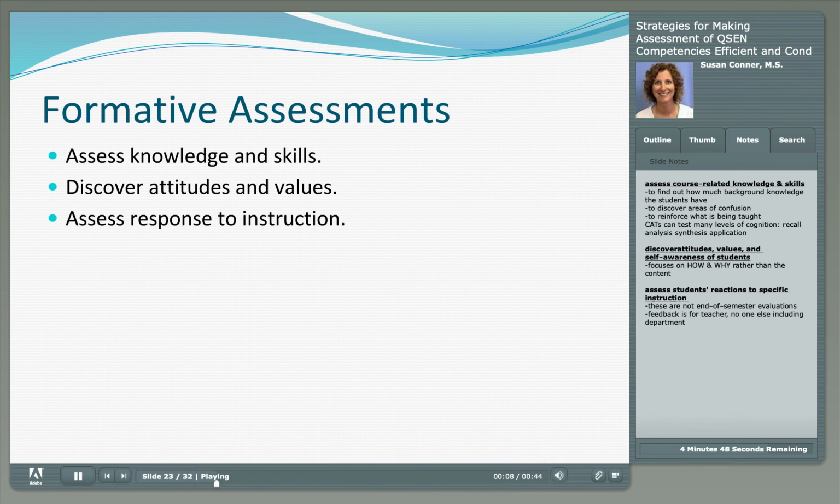Assess course-related knowledge and skills to find out how much background knowledge the students have, to discover areas of confusion, to reinforce what is being taught. Classroom assessment techniques can test many levels of cognition: recall, analysis, synthesis, and application. Discover attitudes, values, and self-awareness of students. Focus on how and why, rather than the content. Assess students' responses to specific instruction in an ongoing attempt to improve teaching and learning.